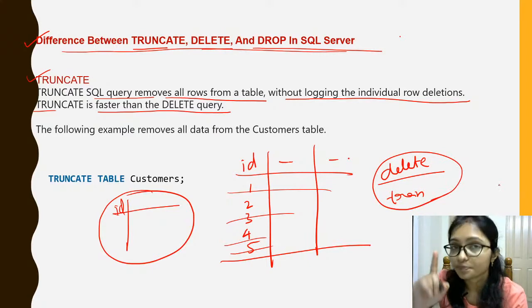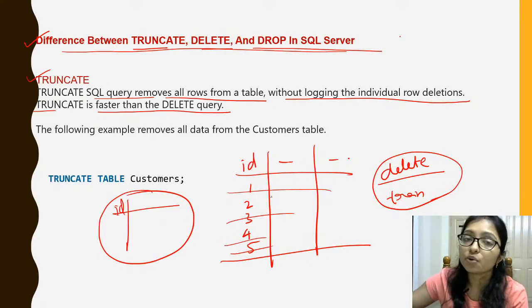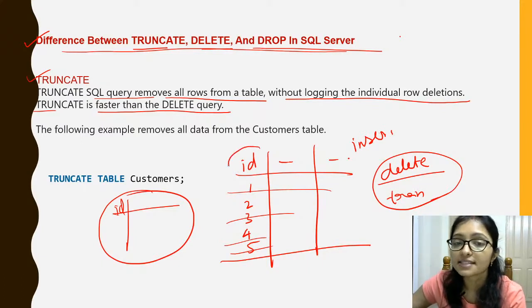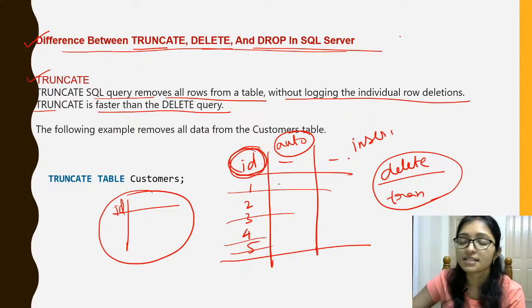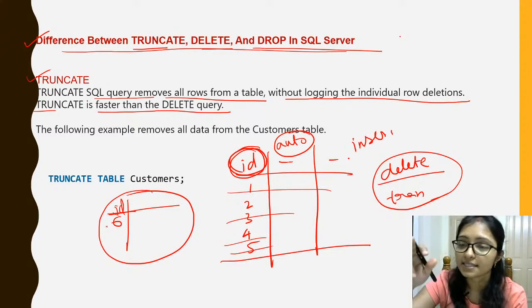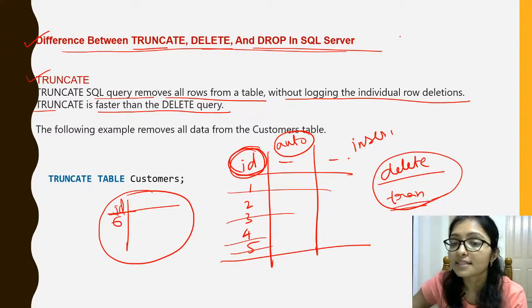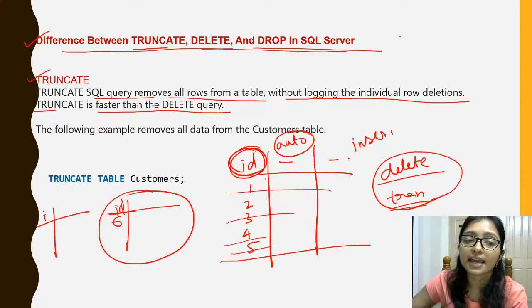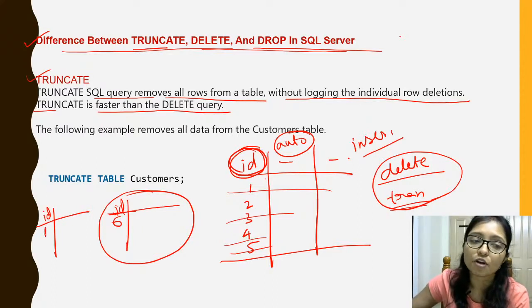Okay, but the problem is that when you again apply the insert into table name, if you insert any data, and if there is the indexing, if you are applying the auto increment for the ID, if the auto increment is selected previously in the structure, then here the data will be inserted from 6. It will start the ID from 6. Okay, but if you apply the truncate, the data will be deleted, and again when you apply the insert, it will insert from 1.